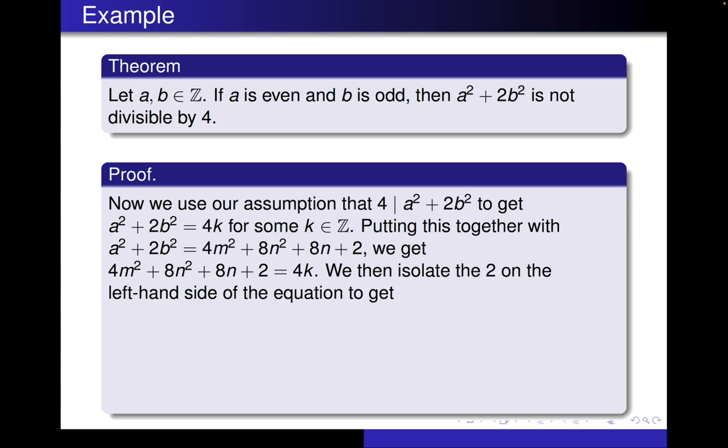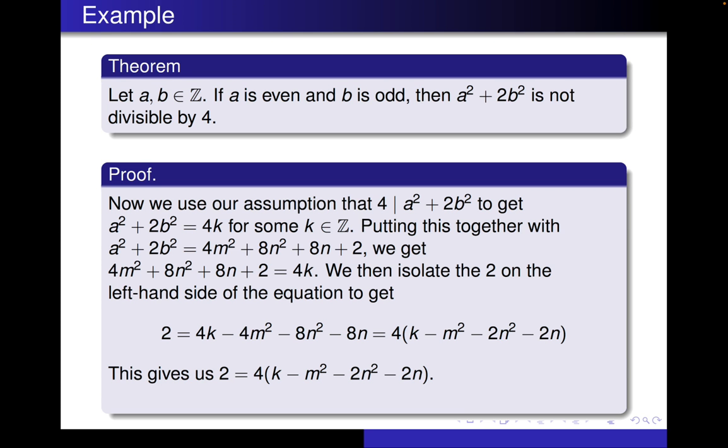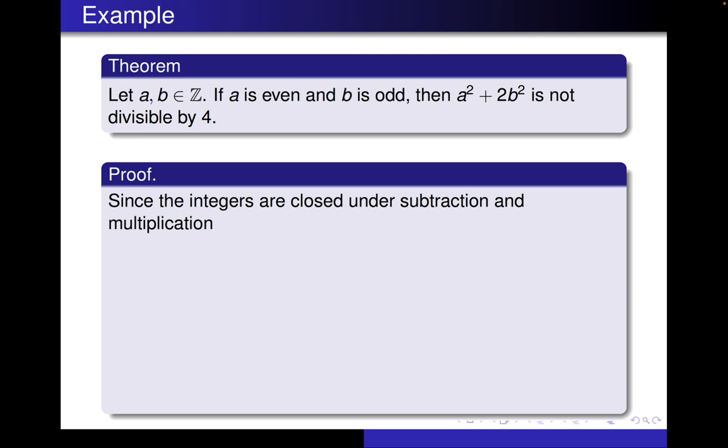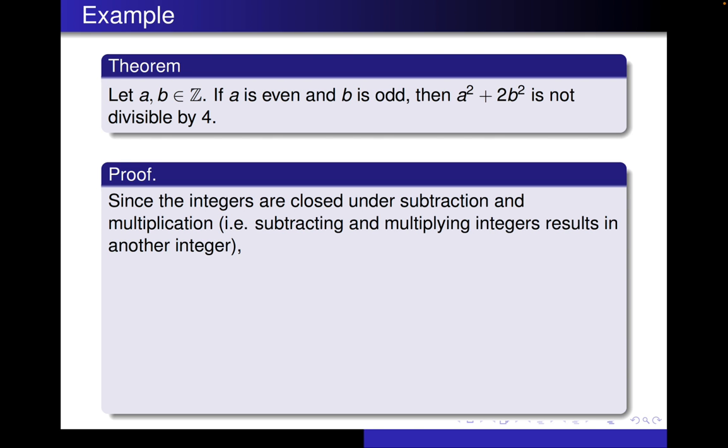Now we're going to isolate the 2 on the left-hand side of the equation, and that's what we get. We're then going to factor out the 4, to tell our reader that 2 is equal to that expression with the 4 factored out. We're going to divide both sides of the equation by 4 to give us 1/2 equals k minus m squared minus 2n squared minus 2n. Since the integers are closed under subtraction and multiplication, we're citing our closure properties. And again, if we want to be extra nice to our reader, we could say what we're saying is subtracting and multiplying integers results in another integer. It follows that that expression on the right-hand side is an integer.